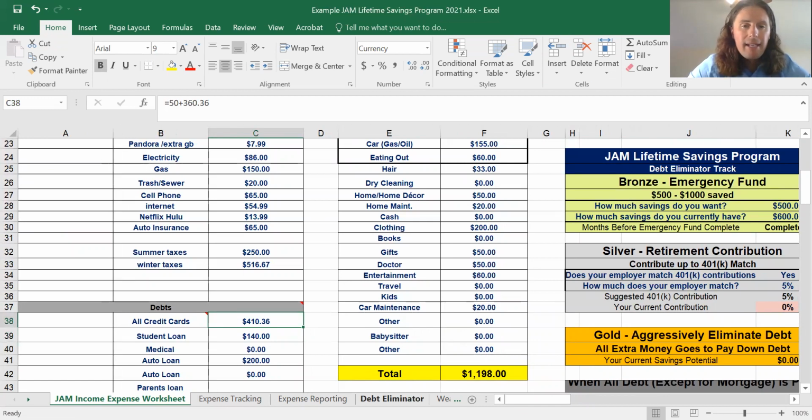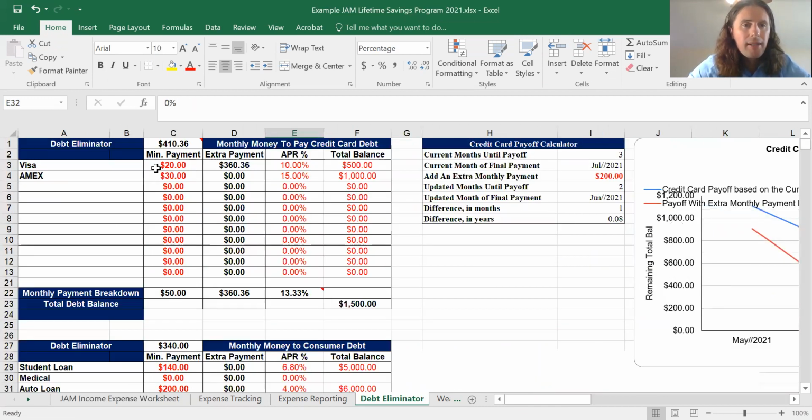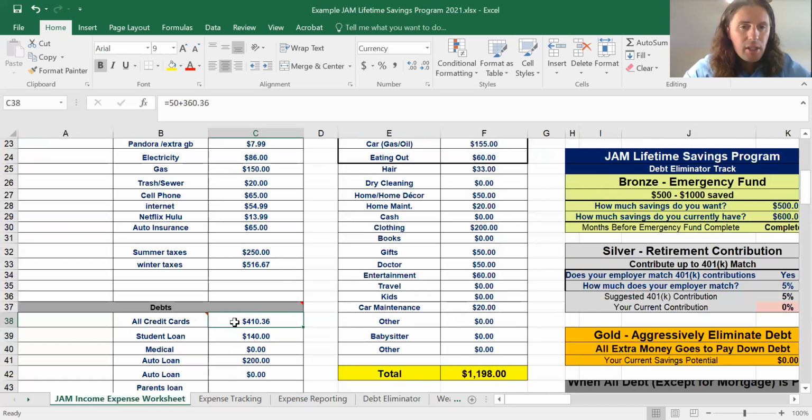And now I click back on the debt eliminator and you can see here's what the debt eliminator has done for you. We're going to attack this Visa first, which means when I'm making the Visa payment, this is me, I'm paying Visa $380.36. That's it. I'm going to make my minimum payment on the American Express. So what's going to happen over time is the Visa payment within 2 months is going to be gone. And then what you'll do is this will roll over.